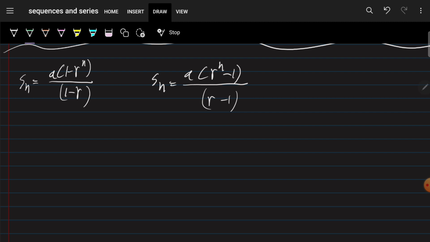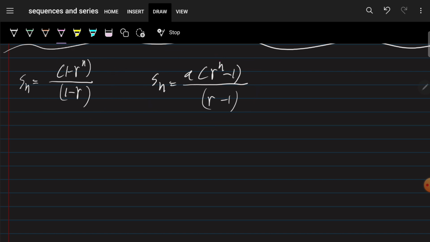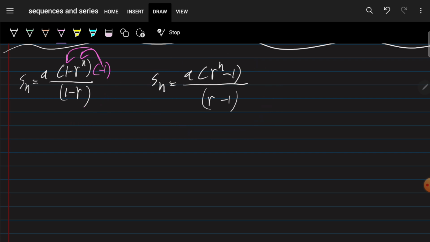If you're curious about why these two are the same, the way you can show it is by simply multiplying the top by -1 and the bottom by -1. Of course, this doesn't change anything because we are multiplying both the top and bottom by the same number. That doesn't change the fraction. But if you distribute in the -1 and rearrange, you'll see that we end up with this formula. So I'll leave that as something that you guys can try.